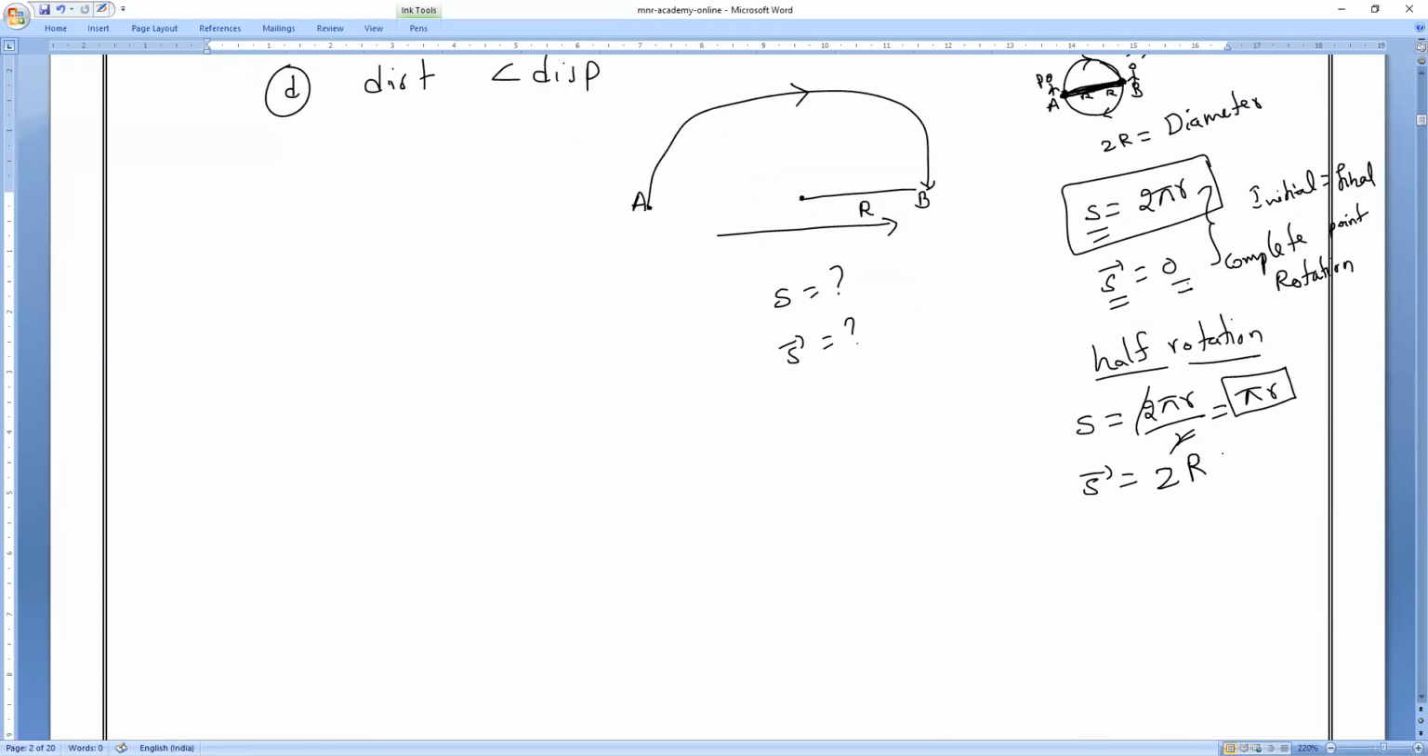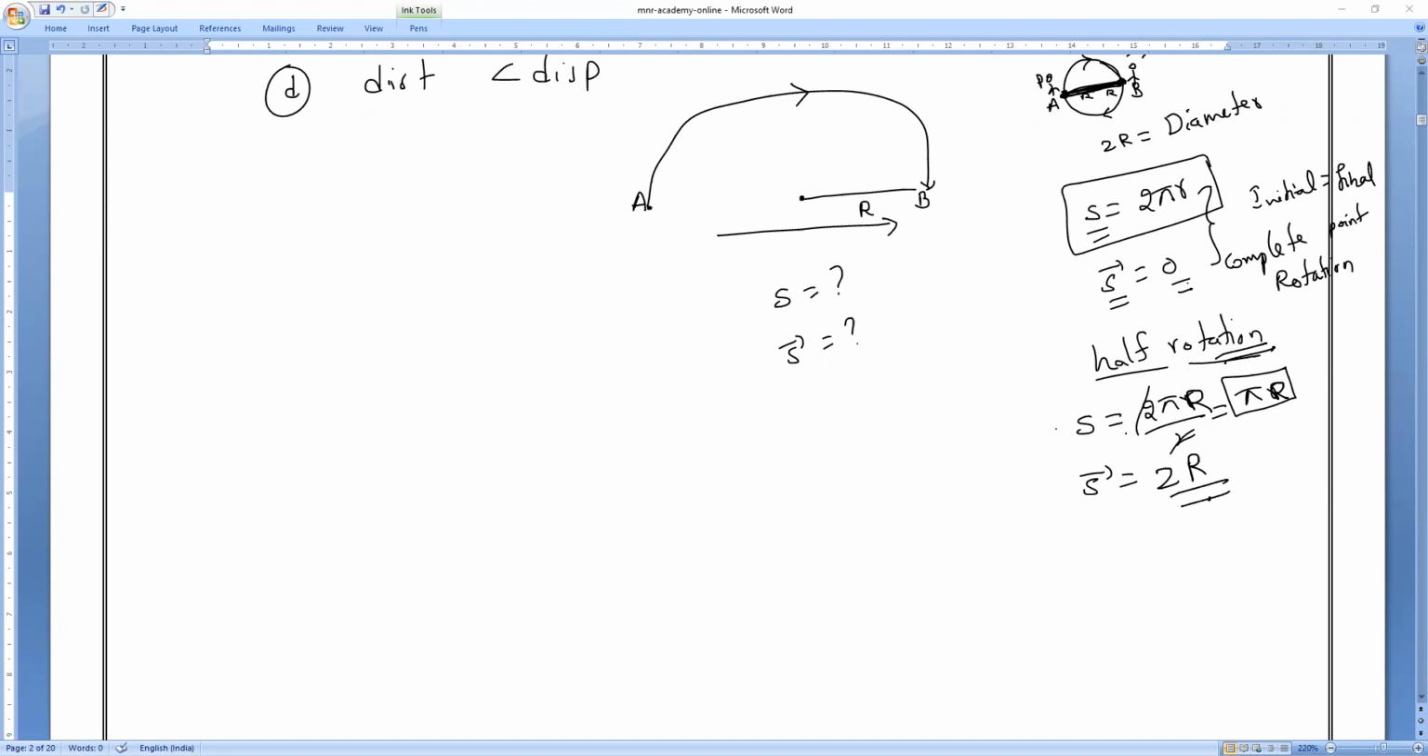Is it right or wrong, everybody? Yes, please respond, all of you. You can take this as capital R or small r. Whenever it makes a half rotation, the displacement is 2r, and whenever it makes a complete rotation, the displacement is 0. Is it okay, guys? All of you understood? So that is what you have to remember.